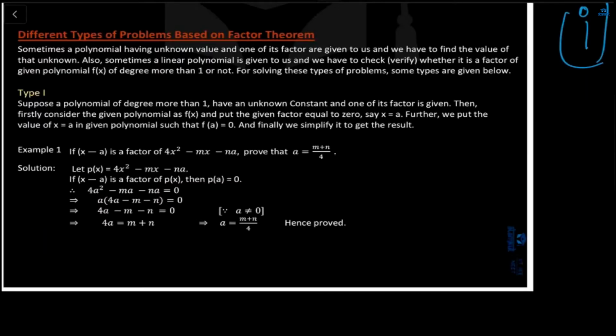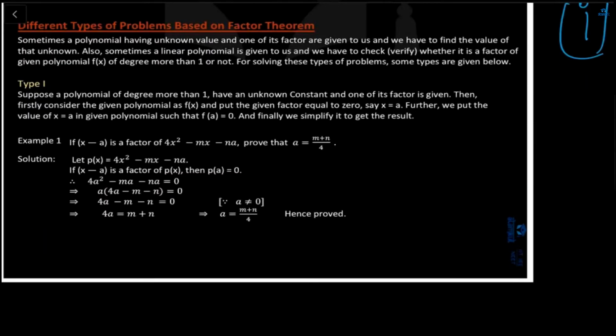Different types of problems based on the factor theorem. There will be two types of problems that you will be seeing here. Sometimes the zero is already given to you, and there is some unknown value in the polynomial itself, so you need to find it out. Or sometimes a polynomial is given, and you need to find out whether another linear polynomial is a factor of the given polynomial.